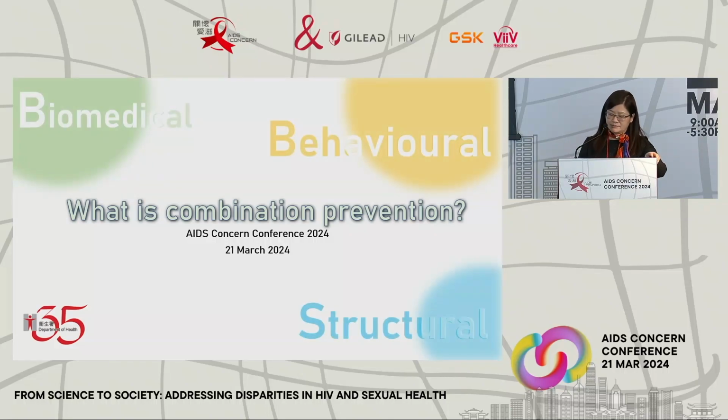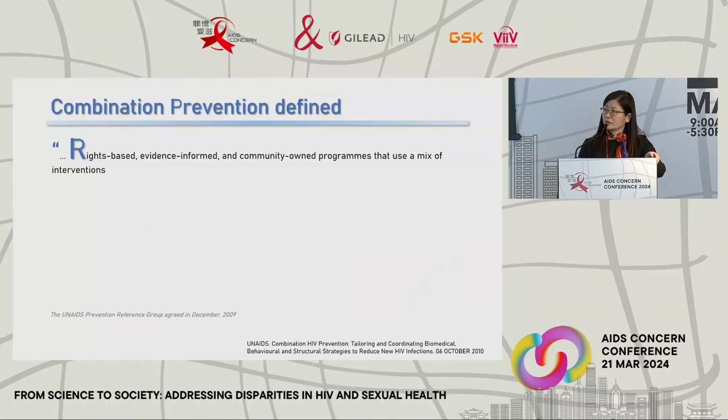In the context of HIV prevention, the UNAIDS Prevention Reference Group back in 2009 already defined combination prevention. There are two keywords. One is combination, meaning the use of a mixture of interventions, which can be grouped into biomedical, behavioural, and structural interventions. They should constitute rights-based, evidence-informed, and community-owned programs.